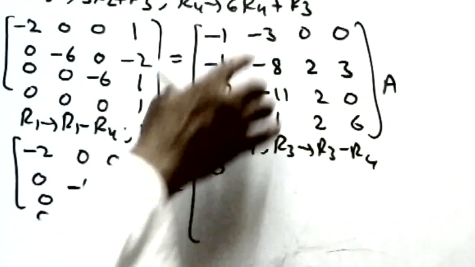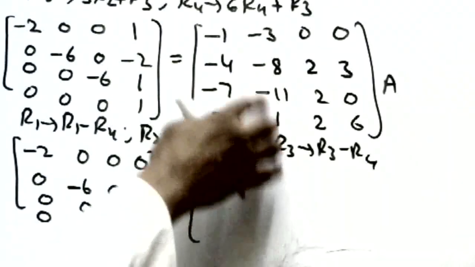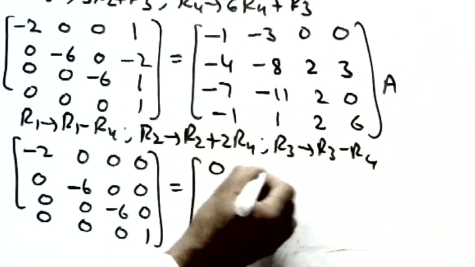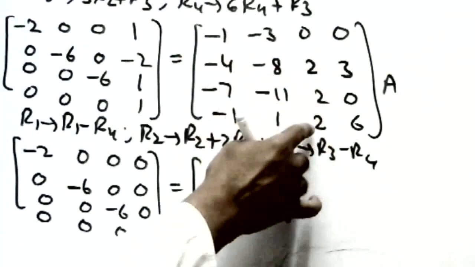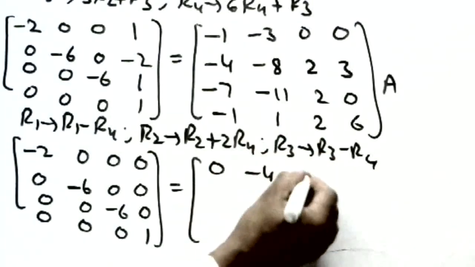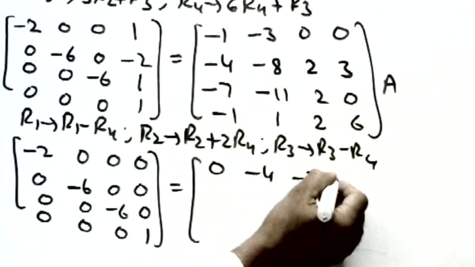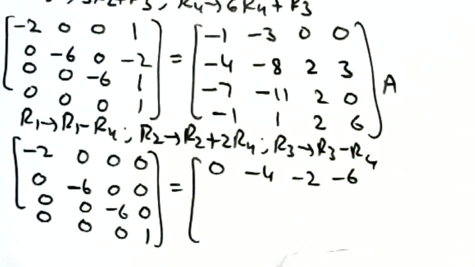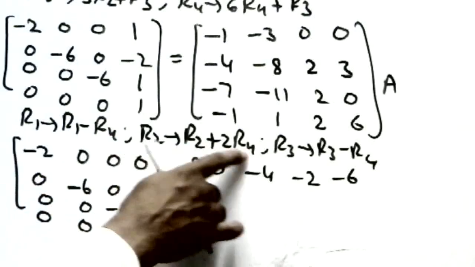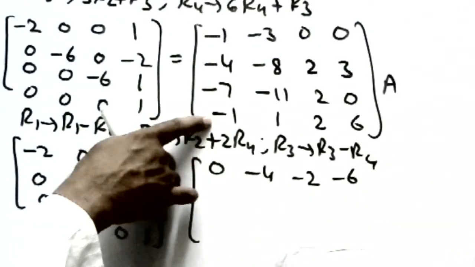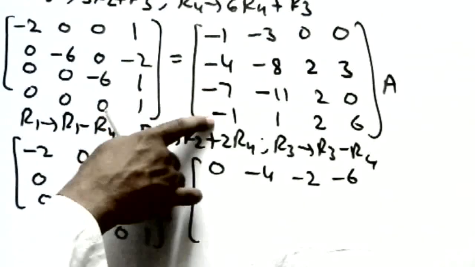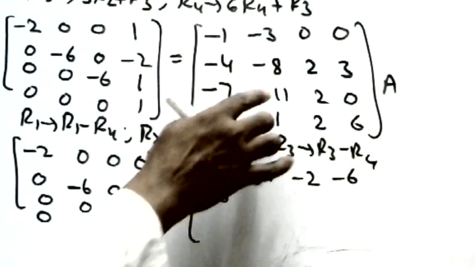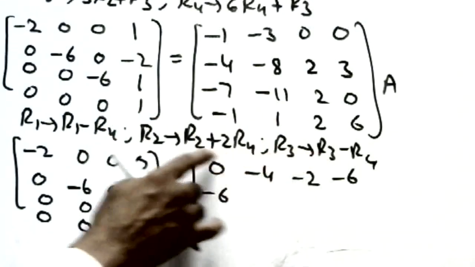R1 minus R4. Minus 1 minus 1 is plus 1 0. R1 minus R4. So minus 3 minus 1 minus 4. R1 minus R4. Minus 2. 0 minus 6 will be minus 6. First step. So second step is R2 plus 2 R4. Minus 4 minus 2 minus 6.